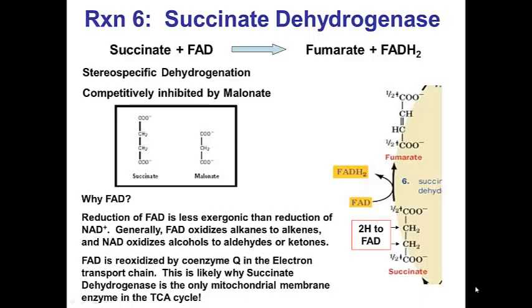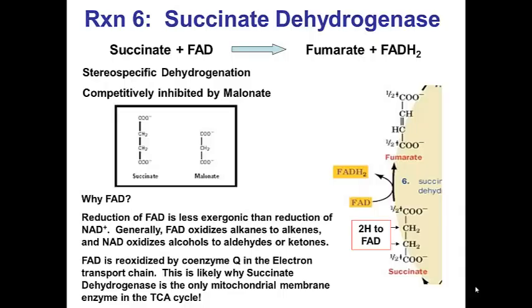Welcome back. This is the beginning of the third and final video describing the TCA cycle, all of the enzymatic reactions and the mechanisms associated with those reactions. We're going to begin this time by talking about reaction 6, which is catalyzed by succinate dehydrogenase.